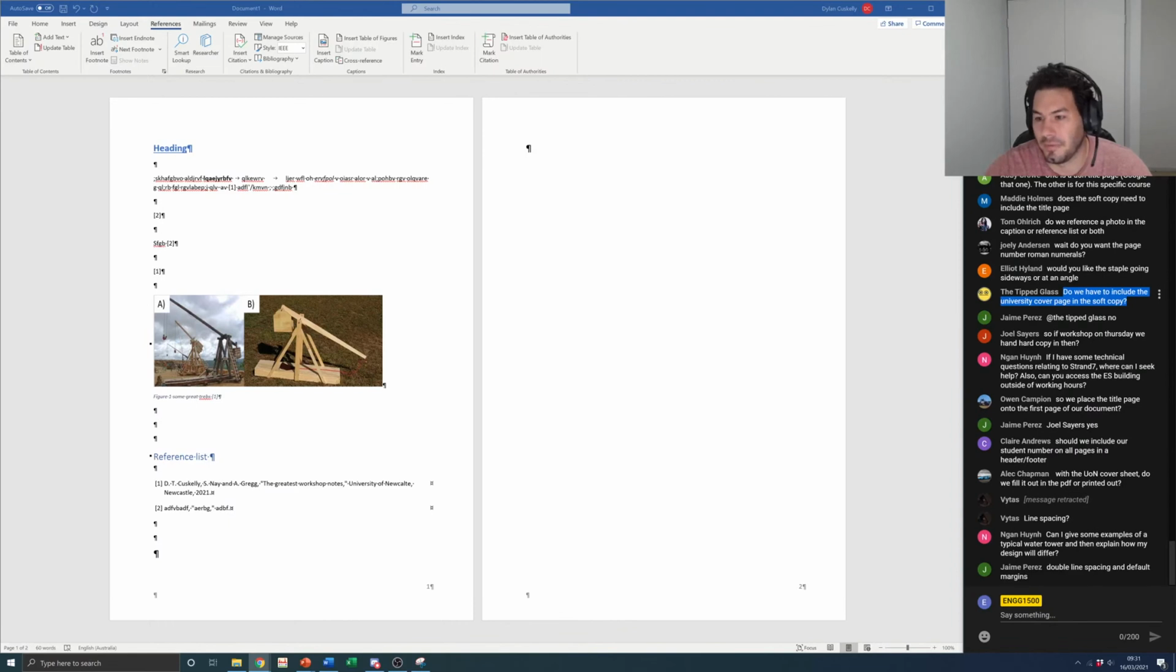Do we include a copy of the university cover page in the soft copy? No, you don't need to. It's super annoying to do. Don't worry about it. You only need it for the hard copy.